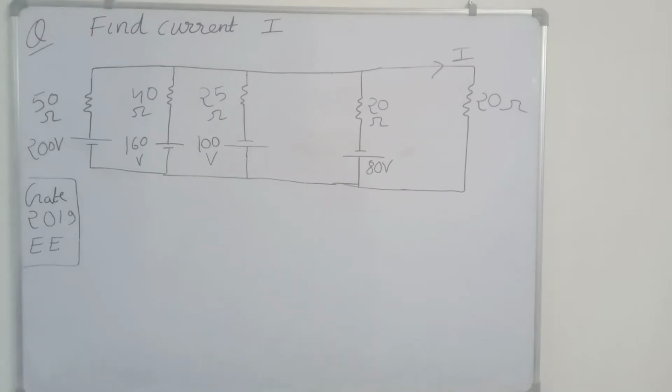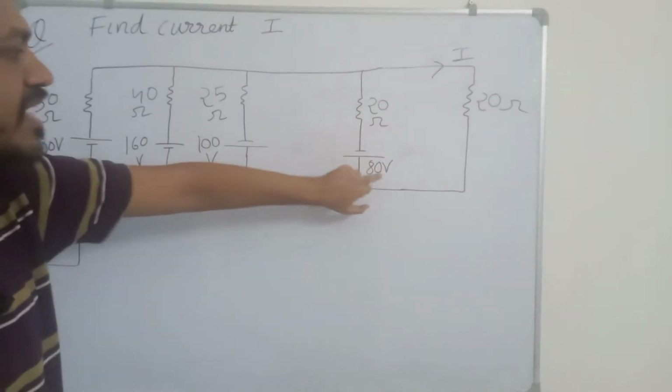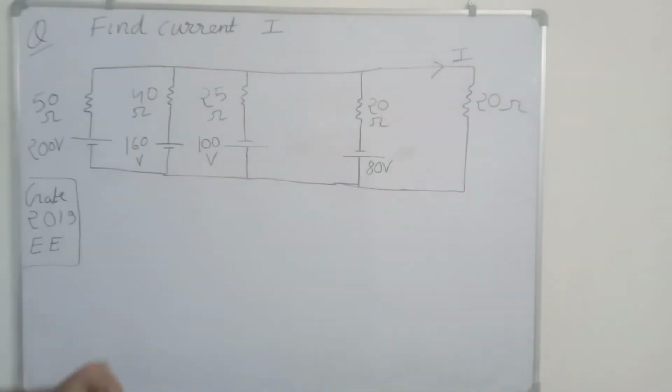So we are solving a question from GATE 2019, electrical engineering branch. This resistance is 50 ohm, this is 200 volt, this is 40 ohm, this is 160 volt, this is 25 ohm, this is 100 volt, this is 20 ohm, 80 volt, this is 20 ohm. And we have to find the value of this current I.